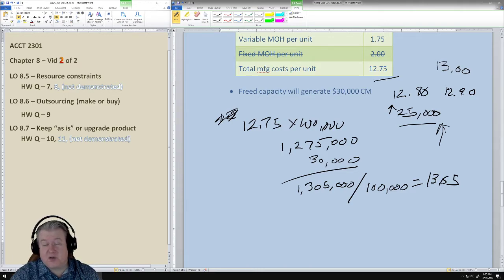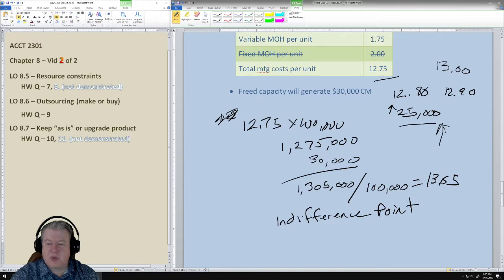And even at 1305, we would say it's not really worth it maybe, or it could be, I don't know, but we neither gain nor lose any money at 1305. Anything less than 1305, we gain a little money. And we have a special name for this. We call this the indifference point. And essentially what it's saying is at this point, at 1305, we neither gain nor lose money.